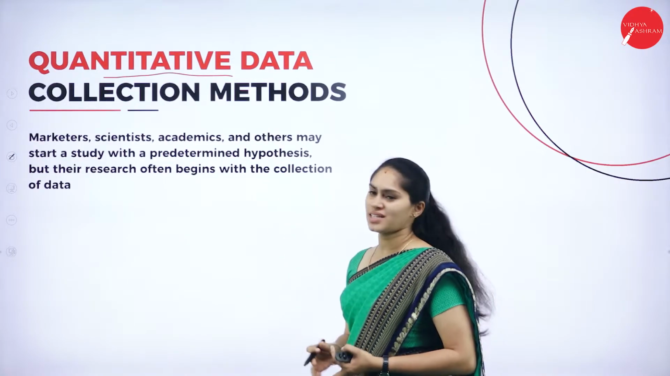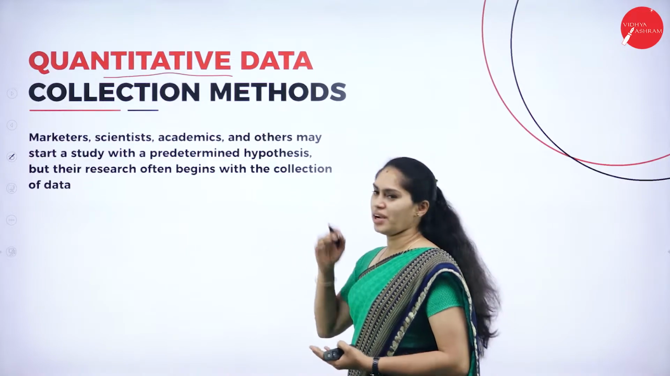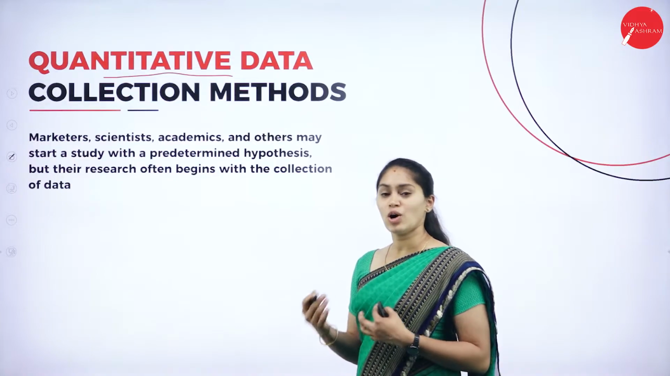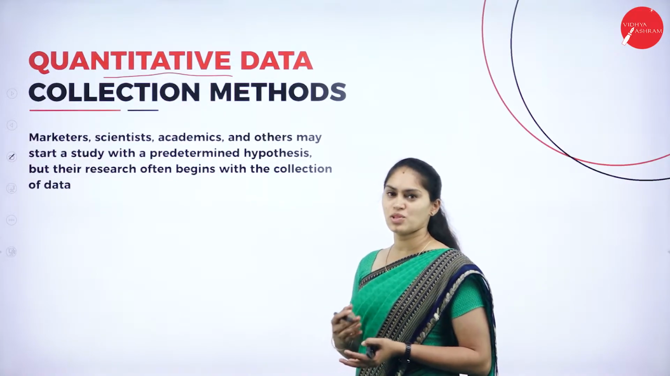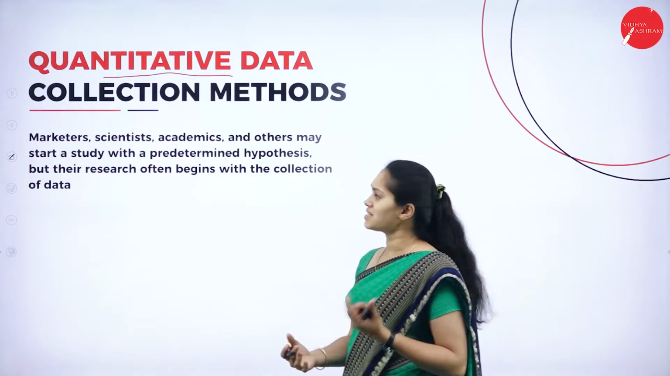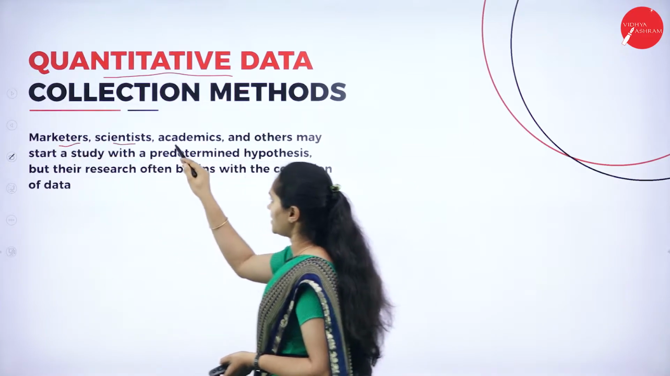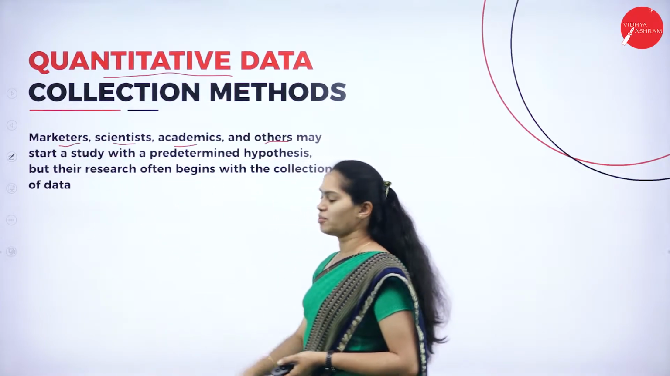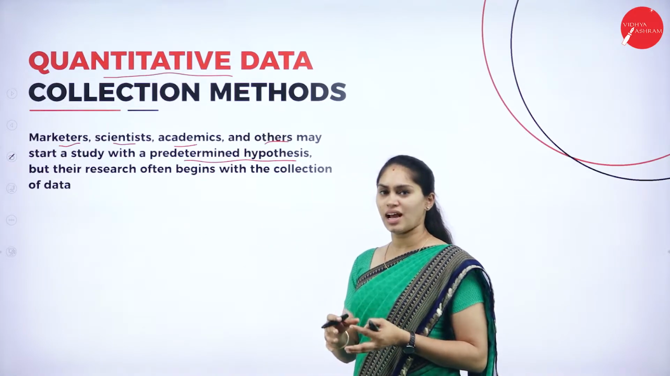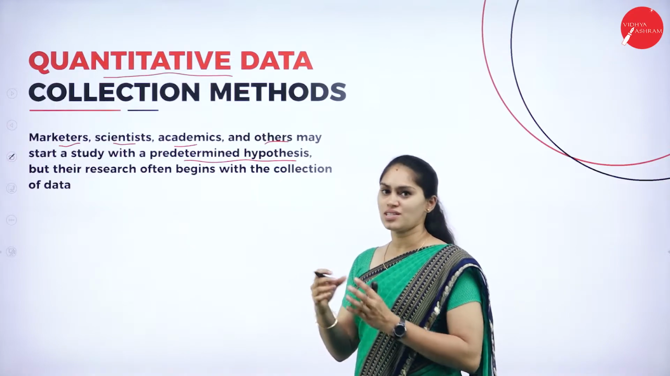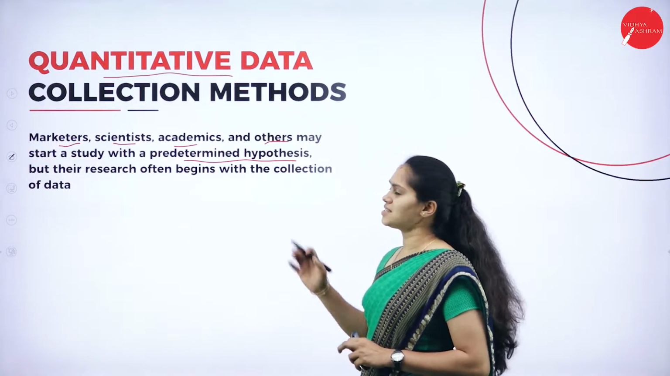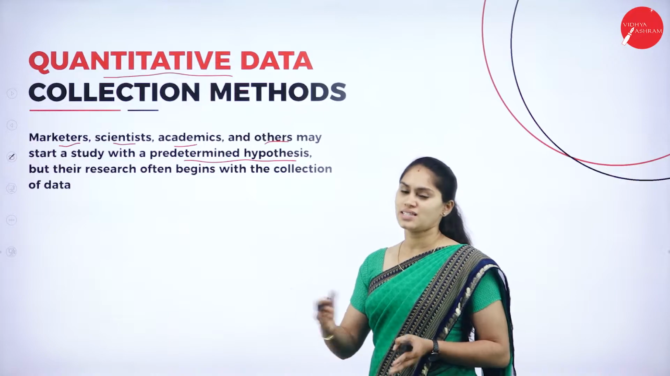So quantitative data is related to counting things, that will be in terms of numbers. How can we get the data? It can come from records, reports, and surveys, and we can get it from marketers, scientists, academics, and others, used with a predetermined hypothesis. Already it exists. By using that, we take data in terms of numbers related to countable things. So this is the difference between qualitative as well as quantitative.